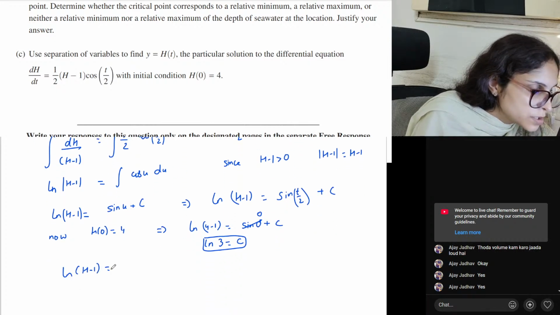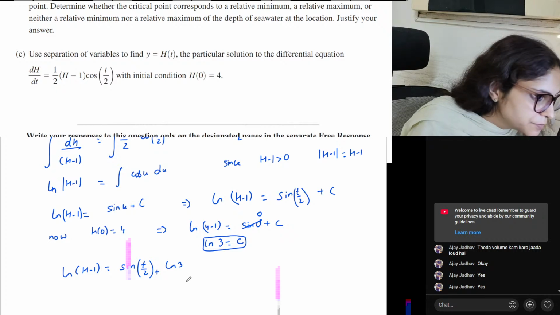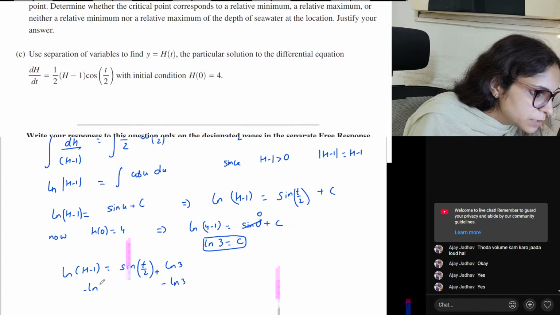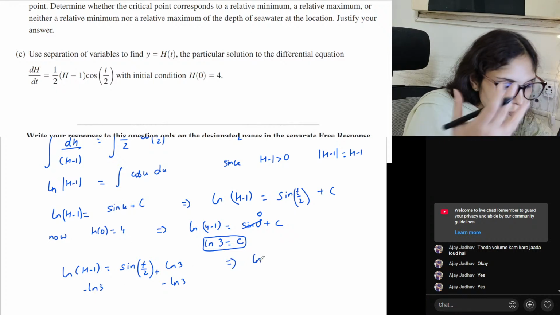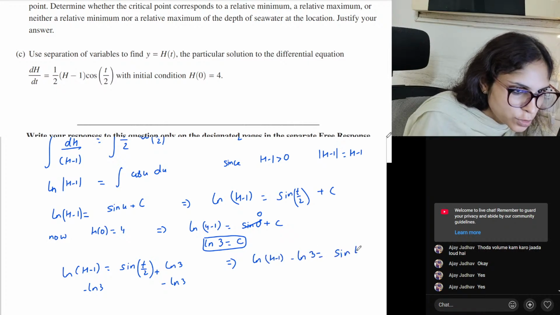ln(h minus 1) is equal to sine(t over 2) plus ln 3. I will bring ln 3 to the other side so that I will be able to combine the ln's, because I want to solve for h, simplify for h. ln(h minus 1) minus ln 3 is equal to sine(t over 2).